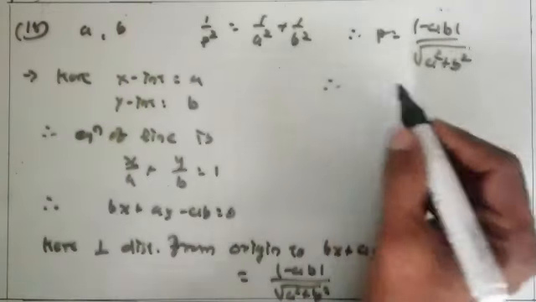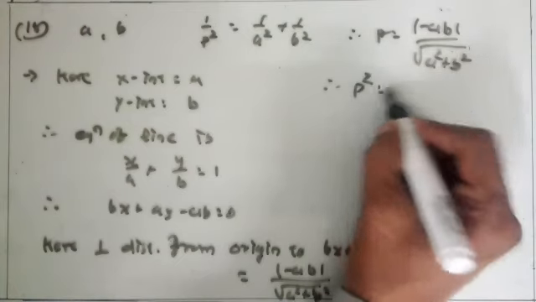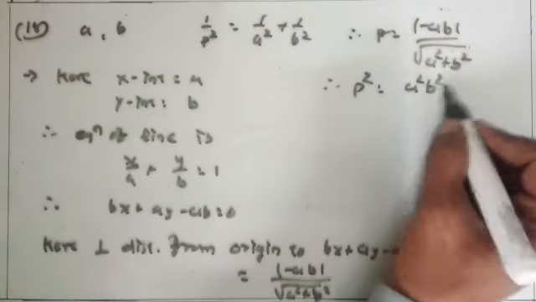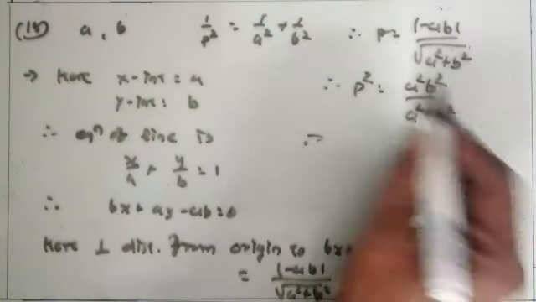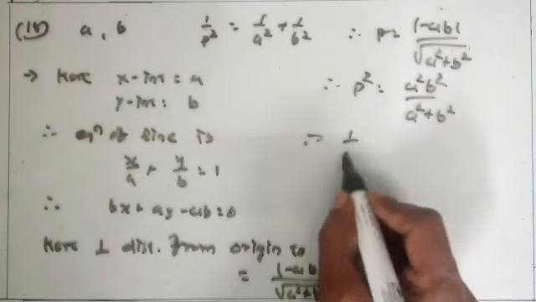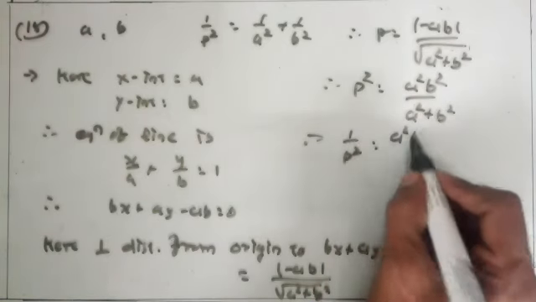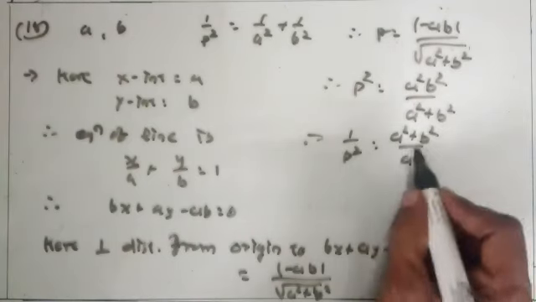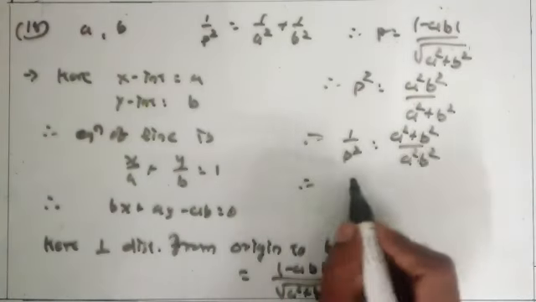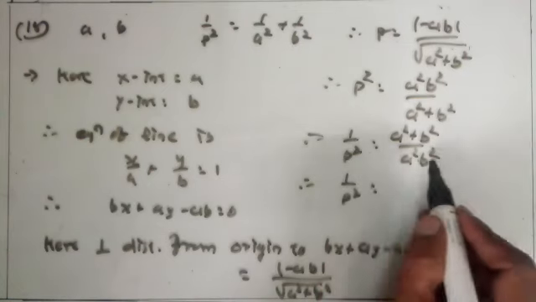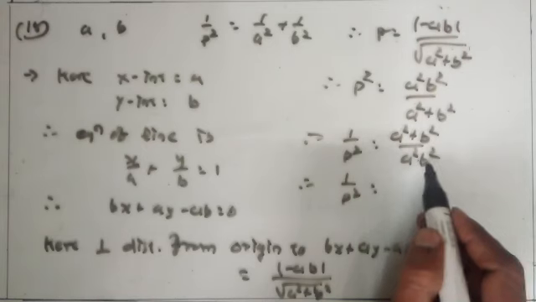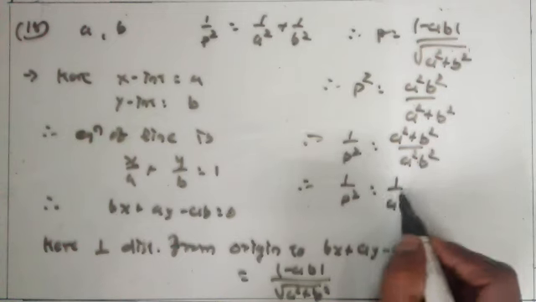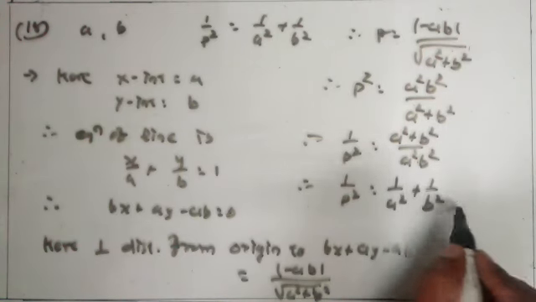Clear? Therefore, squaring both sides, we get p square = a square b square / (a square + b square). Now apply the reciprocal on both sides: 1/p square = (a square + b square) / (a square b square). Dividing by a square b square, we get a square / (a square b square), that is 1/b square, plus b square / (a square b square), that is 1/a square. So 1/p square = 1/a square + 1/b square. Hence proved.